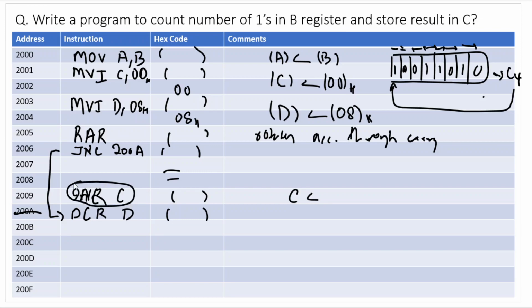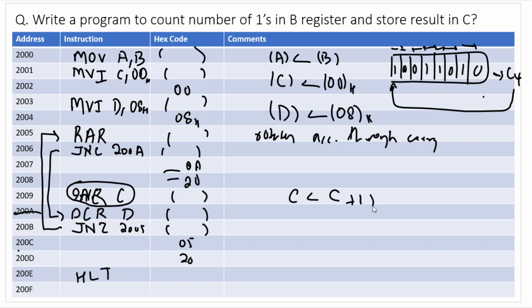So decrement D. After this, you have to again check the status of the zero flag, JNZ, and from here go back to this location 2005. So write the opcode of JNZ, write the MSB of 05, write the 0A, the LSB, and the MSB. And finally, halt. Fine.